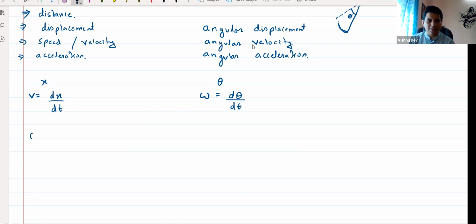Now when you talk about acceleration, so acceleration is what? Tell me. dv by dt, the linear one, which is d square x by dt square, right? What is omega? Angular velocity, right? Omega is angular velocity, right?